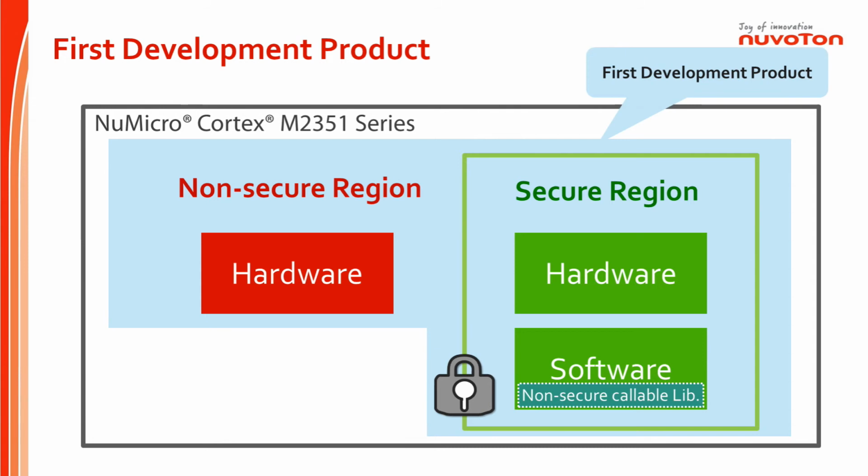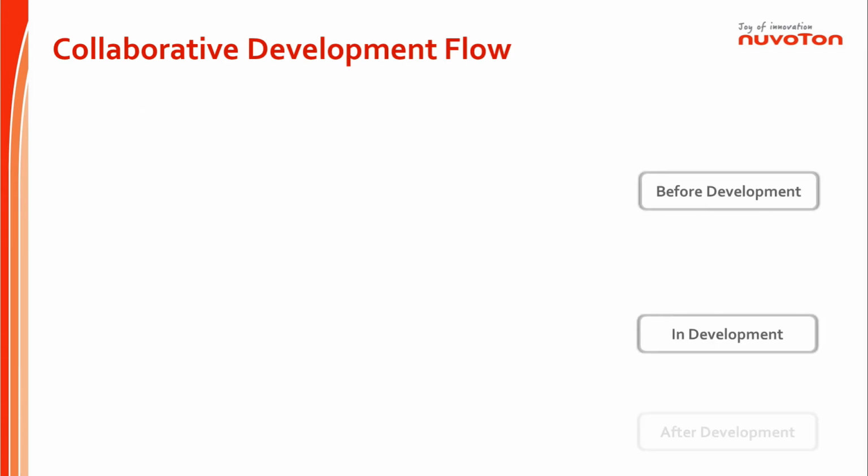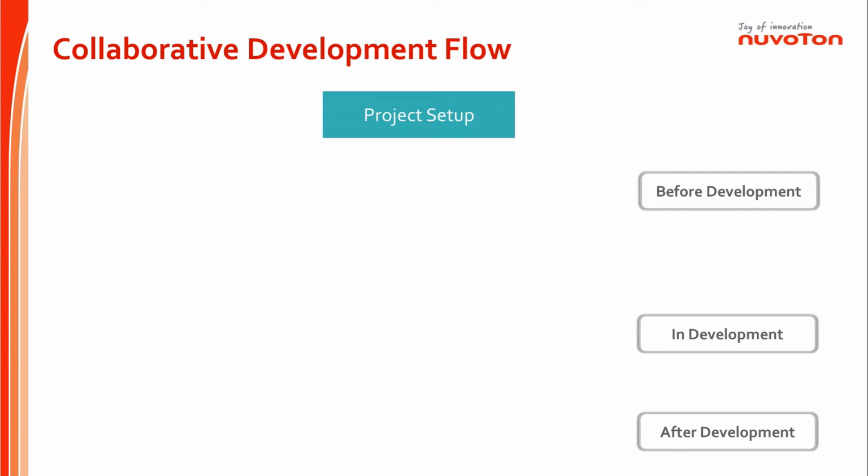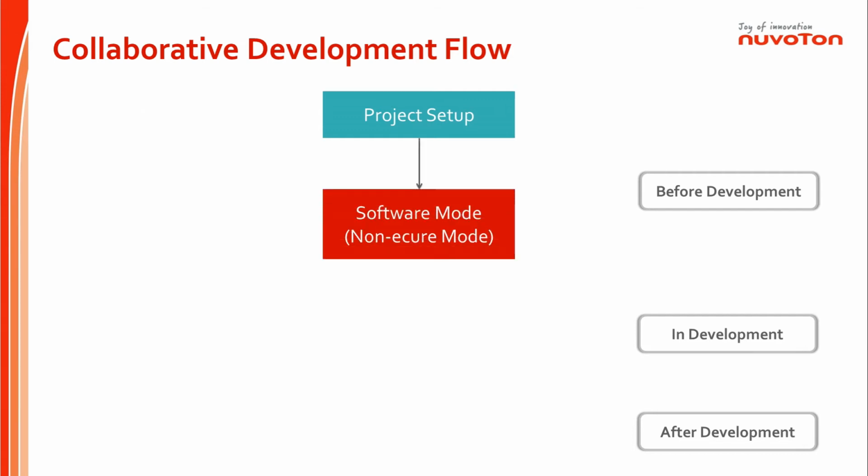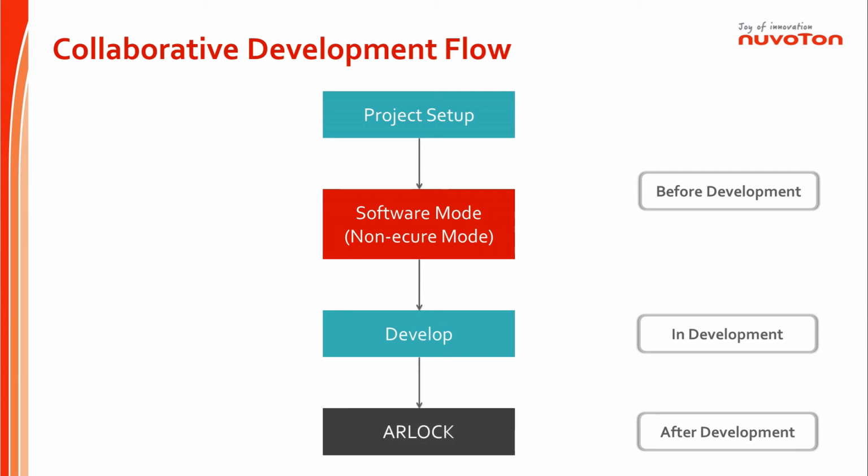So far, after you have the preliminary concept of the first development flow, now I'll introduce the collaborative development flow, which is also mainly divided into 3 stages, including before, in, and after development. Before development, the secondary developer must first set up the project and check if the software model is in non-secure mode, and then develop the project program. After development, the secondary developer can open SCRLOCK to protect source code. The following will have a detailed description of each development stage.